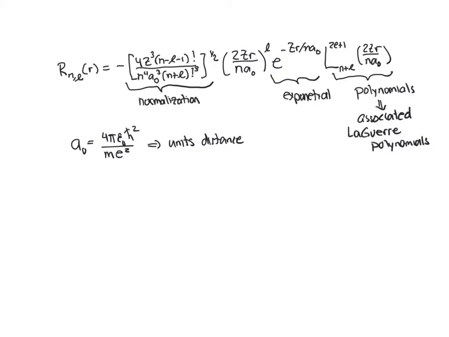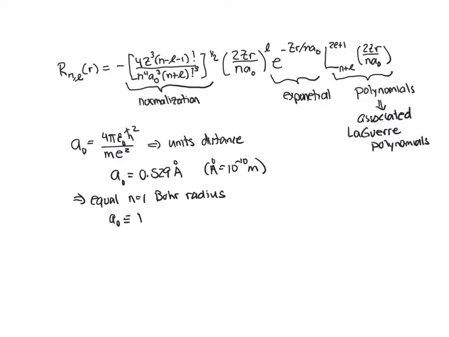If we plug all these constants in, we get a value of a naught equals 0.529 angstroms. Remember that an angstrom is 10 to the minus 10 meters. And this is exactly equal to the value of the first n equals 1 Bohr radius in the Bohr atom. And so a naught is called the Bohr radius.